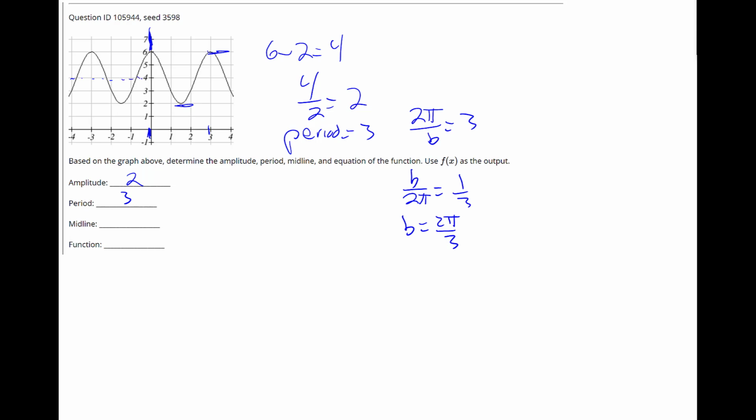Here at the midline is another thing we need to find. That's the middle of this from the high to the low. And we can see it goes up 2, down 2, so 4 is at midline. So that means it's been shifted up by 4.